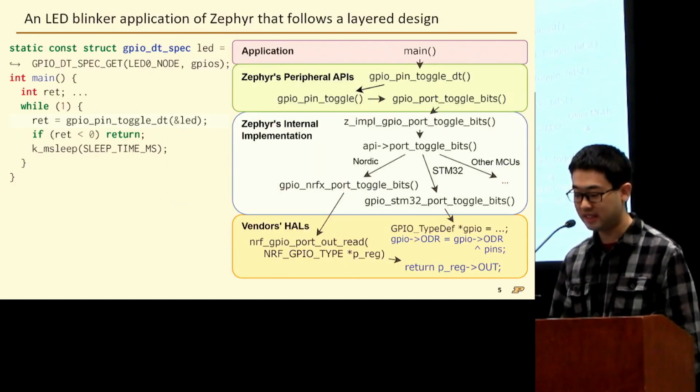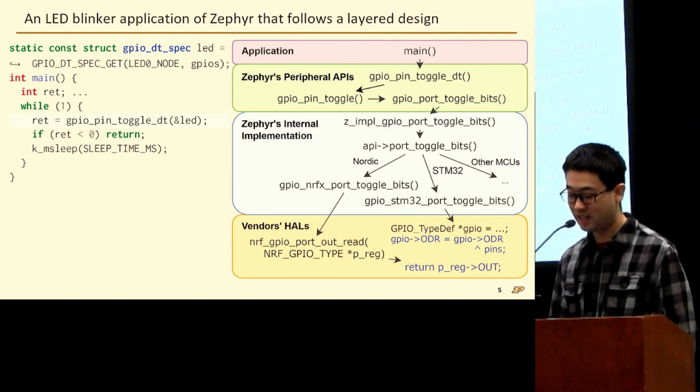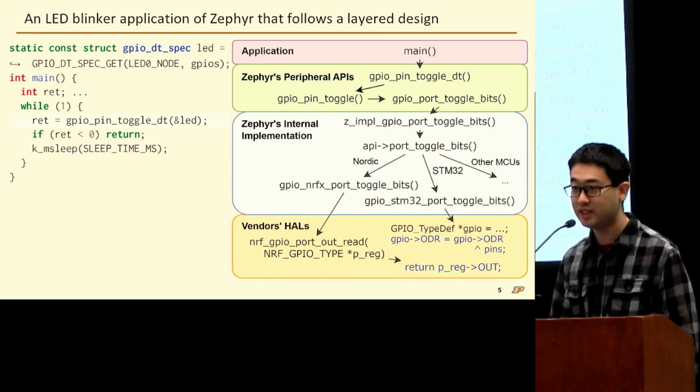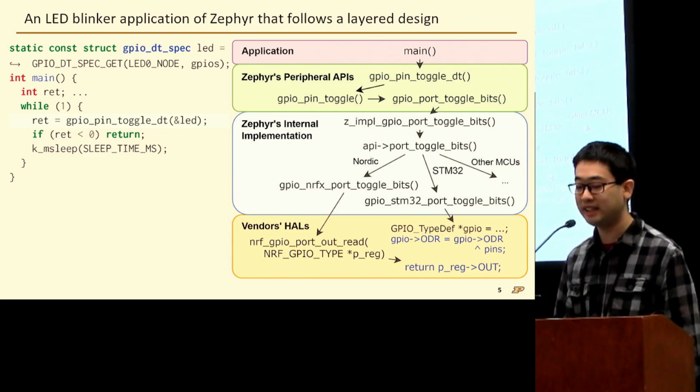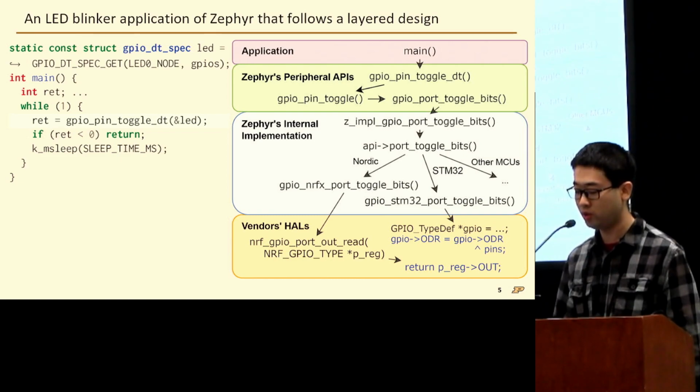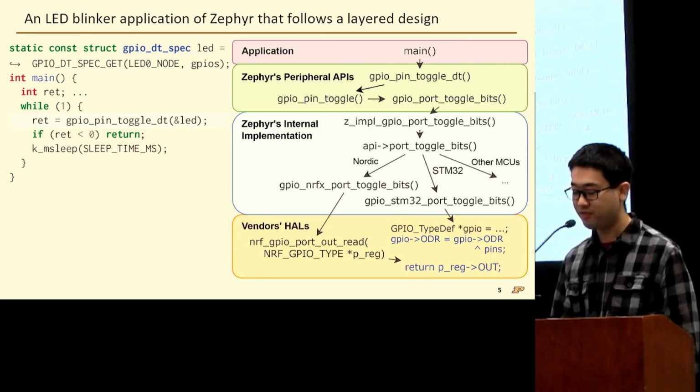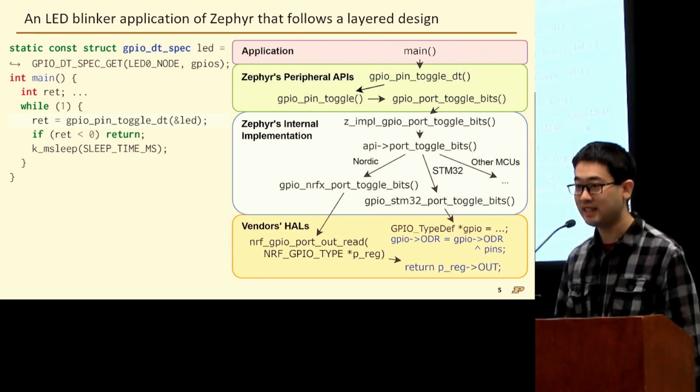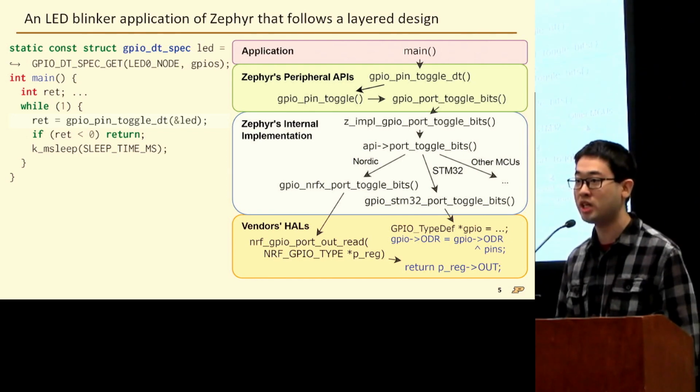Let's see a simple example application that follows the layered design. It interacts with only the adjacent layers through the GPIO API function, which is highlighted in the code, to periodically toggle an LED pin. This application compiles and runs on all the boards supported by Zephyr. The call graph on the right shows Zephyr's layered design and its abstractions for the vendor-specific hardware abstraction layers.